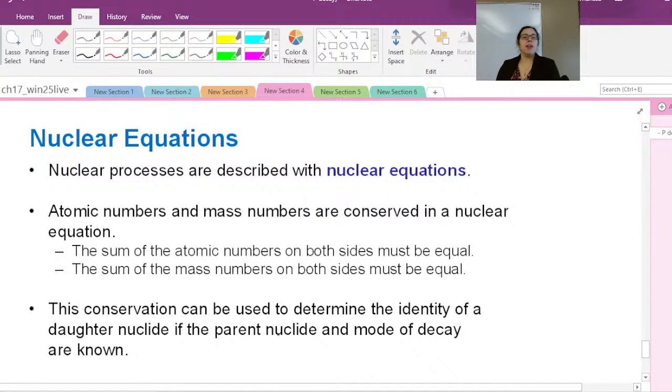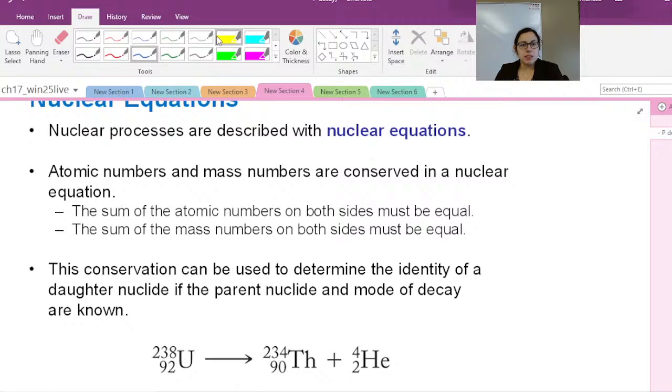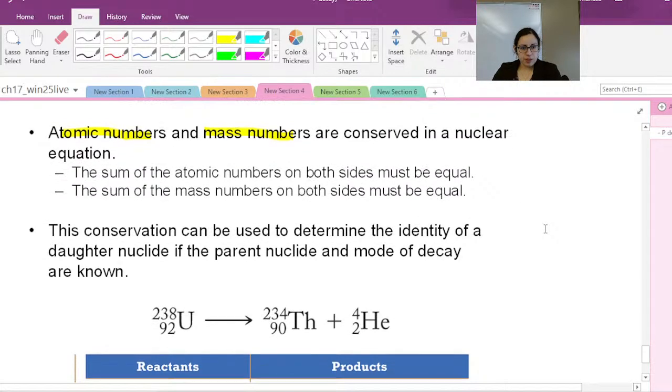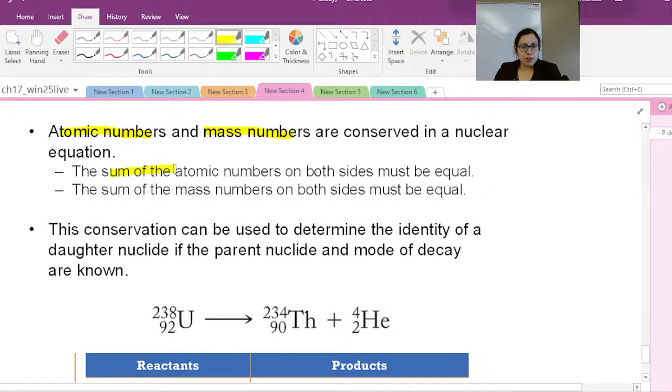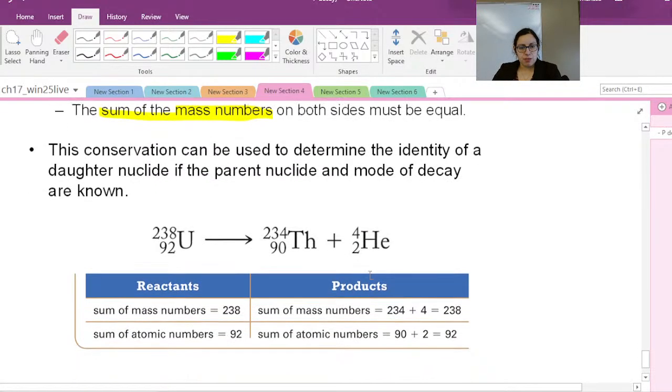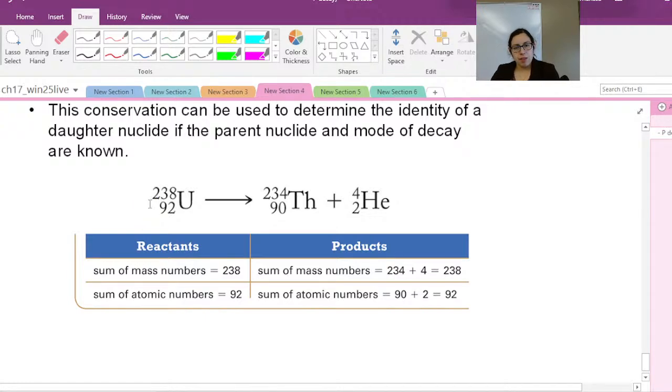And so, like we're seeing, all our nuclear processes are described with these nuclear equations. I think it's kind of nice, since the atomic number and mass numbers are conserved, so it's kind of easy to figure out what the unknown products are. Obviously the sum of the atomic numbers must be equal, along with the sum of the mass numbers, on each side. And so it's easy to tell from a problem.